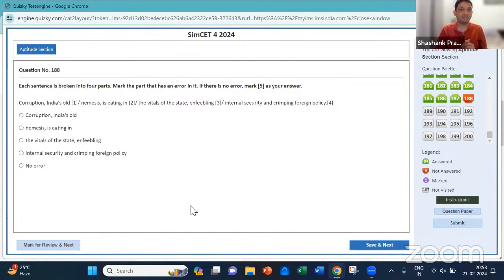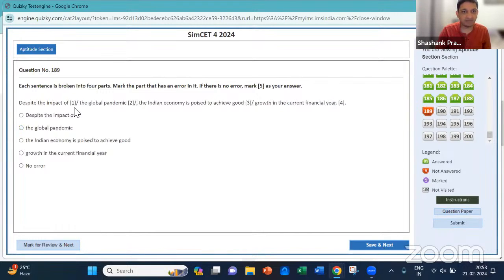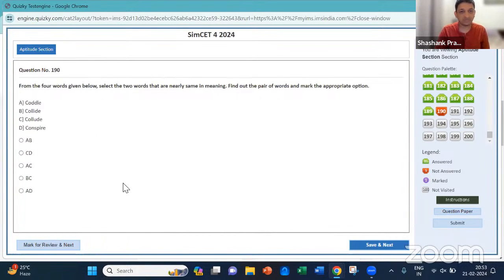Corruption, India's old nemesis, is eating in the vials. Eating into होना चाहिए, I think. I think this is the answer. Enfeebling internal security and crimping foreign policy. Yeah, this is fine. Despite the impact of the global pandemic, the Indian economy is poised to achieve good growth in the current financial year. I think everything is fine.